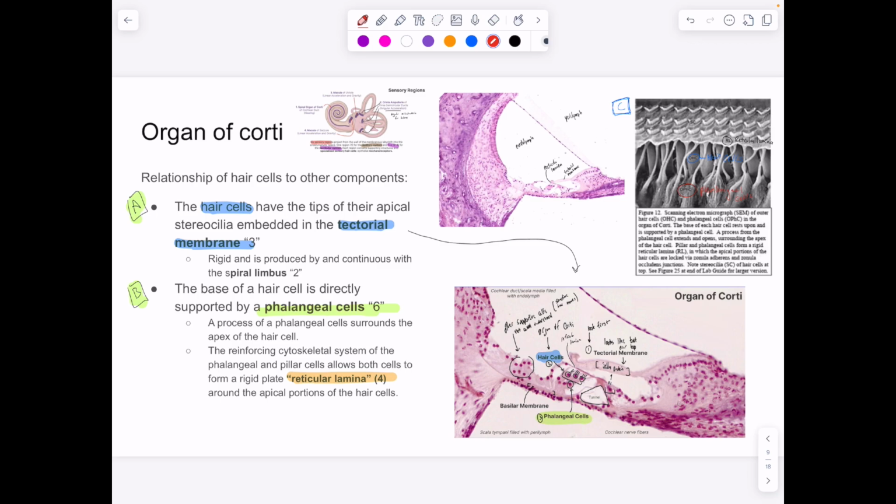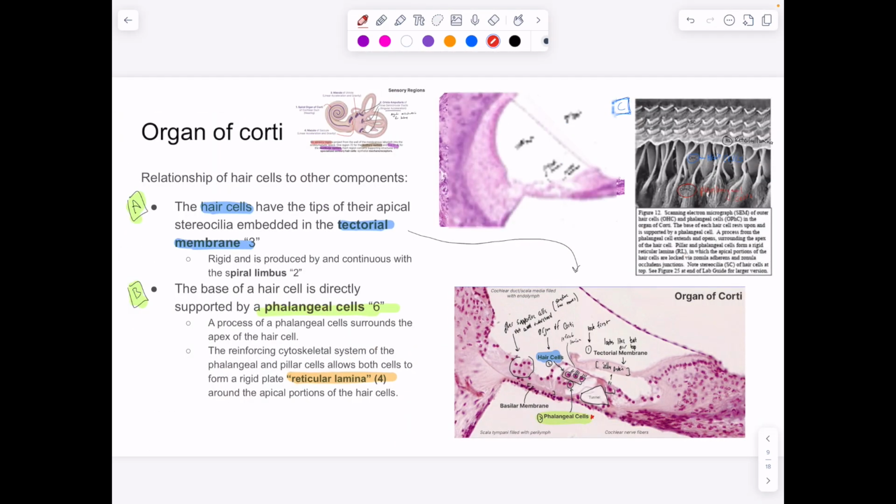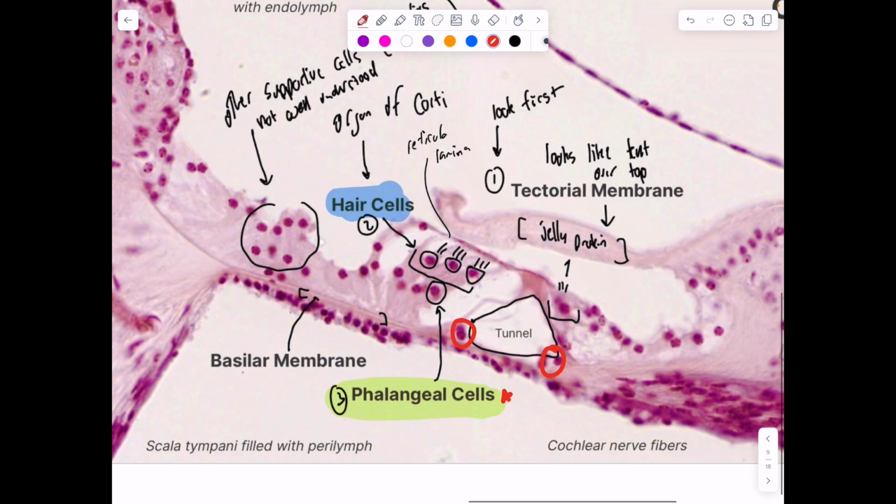So more on basically we said we have our phalangeal cells. And so the idea is that the phalangeal cells are supporting cells. And then we have our pillar cells right here, also supporting cells. So our phalangeal cells are below the hair cells, but they're going to extend processes up to make this reticular lamina, and then the stereocilia from the hair cells are going to extend through that into the tectoral membrane.